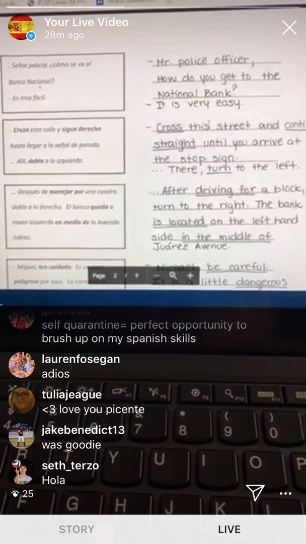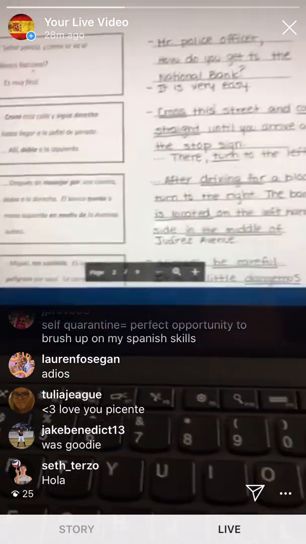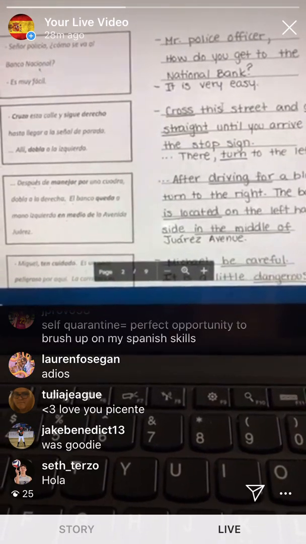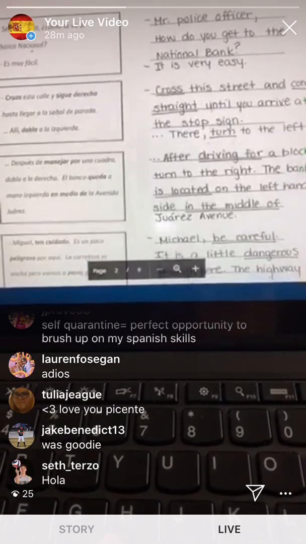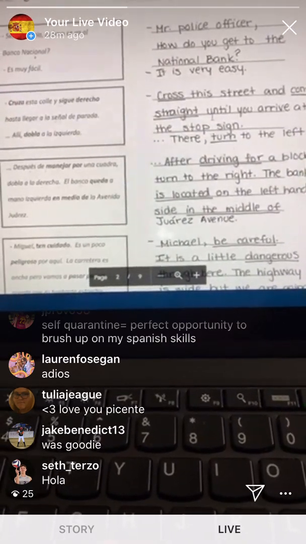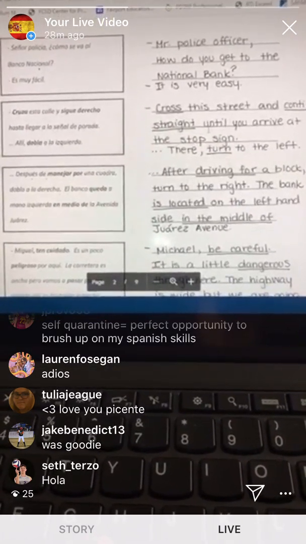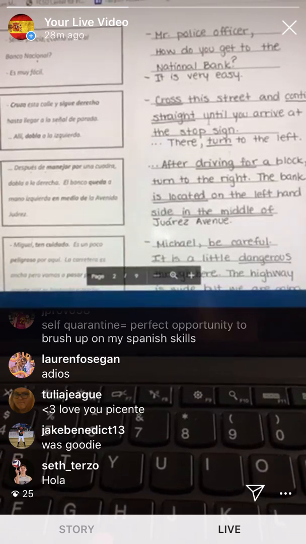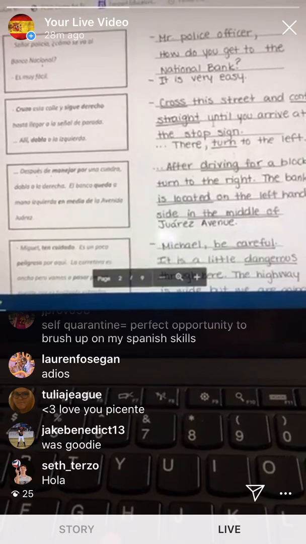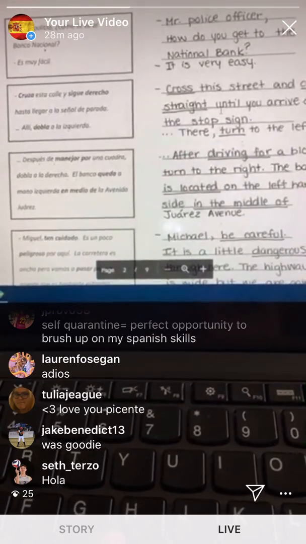Okay, después de manejar. Manejar is another word for conducir, which is to drive. So after driving for a block, turn to the right. Here, the word queda. Queda, we looked at quedarse before, and that was to remain or to stay, but here it means to be located. So it says, el banco queda a mano izquierda. The bank is located, it's almost like using estar, on the left-hand side in the middle of Avenida Juárez.